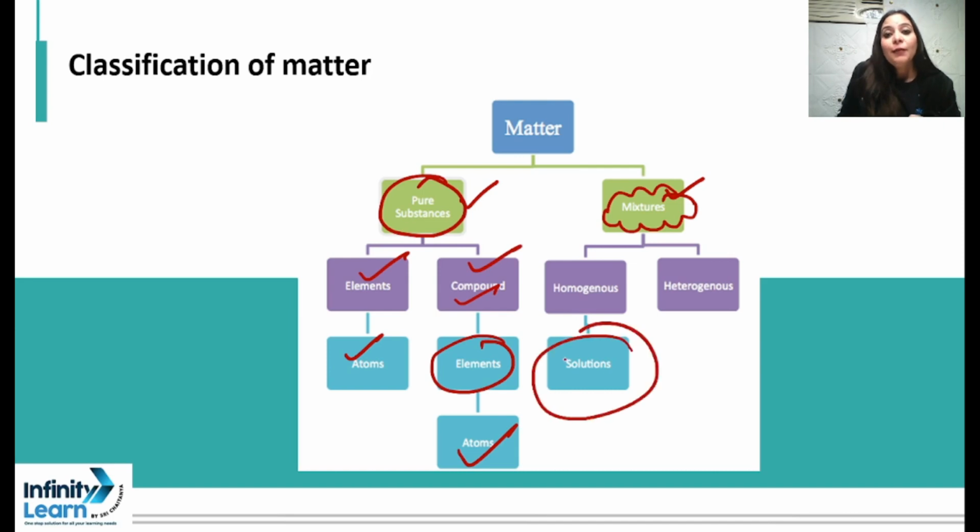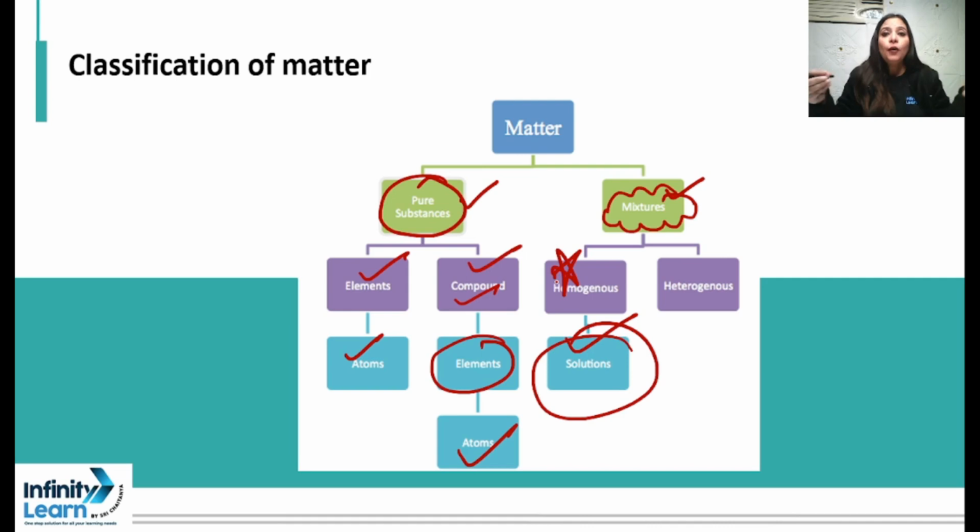So a solution is a type of mixture, which we can call an impure substance also. Right? But solutions are homogeneous. Now, what do we mean by the term homogeneous? See, if anything is uniform in composition and properties, then you call it homogeneous. Still it is a mixture.